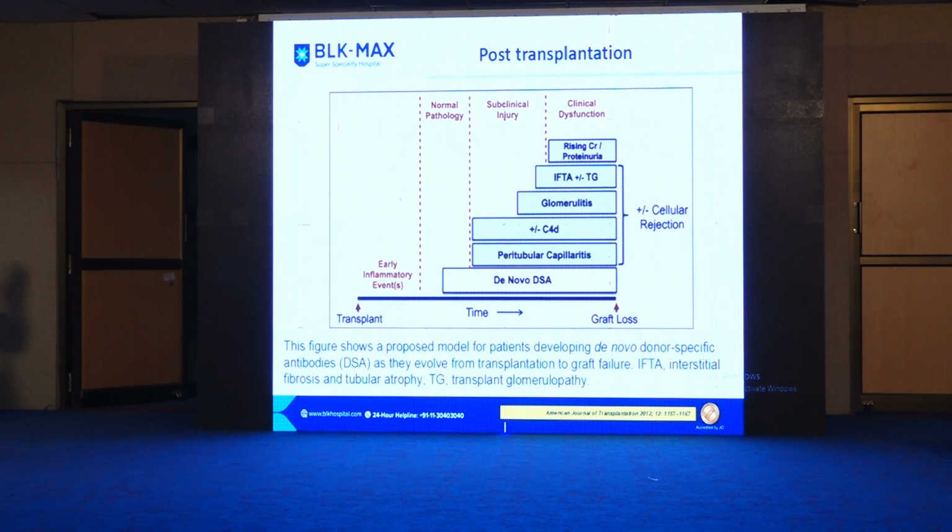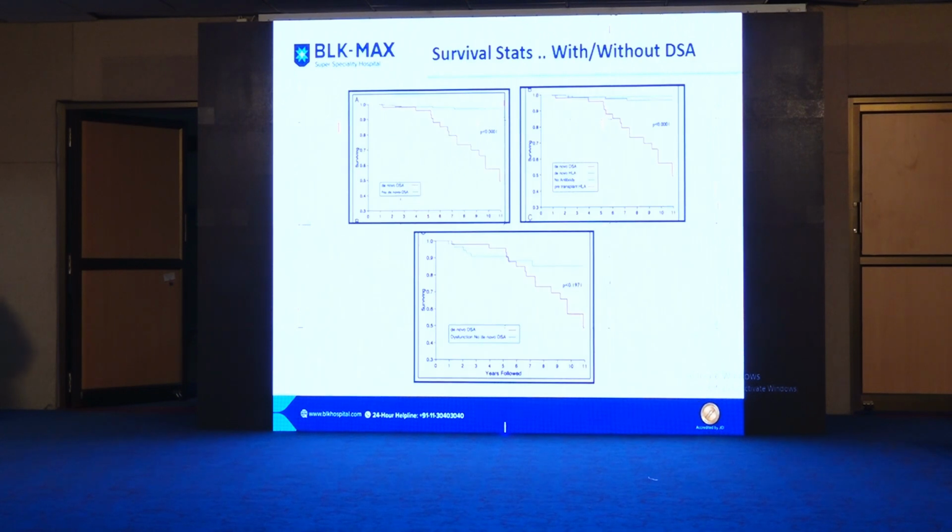So that's where old is gold works, and that's where the new thing which is coming up in terms of flow works differently. And this is what has been shown, and I know all of you know these survival statistics much better than me, these Kaplan-Meier curves, where a pre-existing antibody or even a de novo antibody has resulted in poorer graft outcomes.